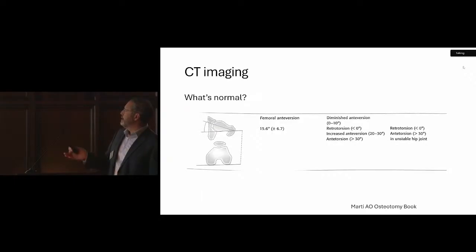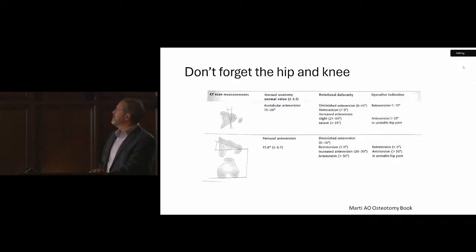And then we saw a little bit about what's normal. This is out of Marty's AO osteotomy book, but around 15 degrees for the femur. And we can discuss what's considered abnormal, plus or minus. And then, like we talked a little bit about this morning, don't just look at the femur in isolation. You want to look at the acetabulum as well as the tibia.